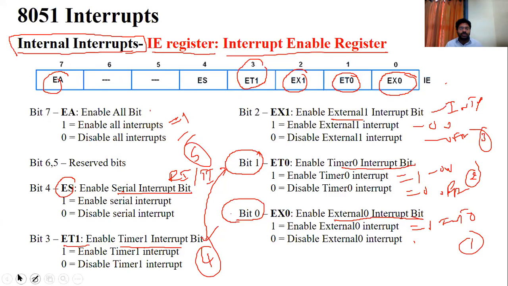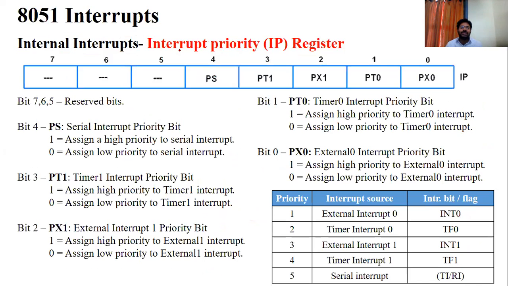Okay, so which interrupt is going to operate first? What is the priority of these? You know that there are 5 interrupts. Which is the highest priority interrupt? See this, this is the interrupt priority register. It solves the problem of priority. You can connect the 5 interrupts and turn them on at a time. Which interrupt is going to be performed first?